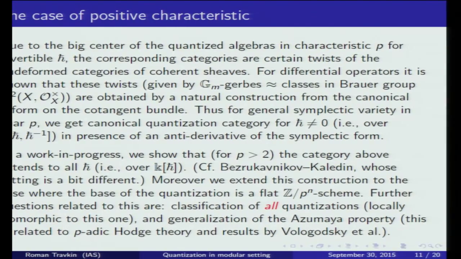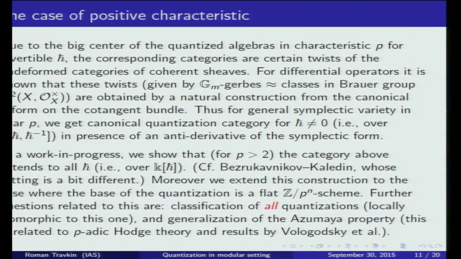These twists are obtained by a natural construction from the canonical 1-form on the cotangent bundle. Thus, for general symplectic varieties in characteristic p, we get a canonical quantization category for h bar not equal to 0, in other words, over the ring k of h bar inverse, in the presence of an antiderivative of the symplectic form. So I guess when the symplectic form is exact.